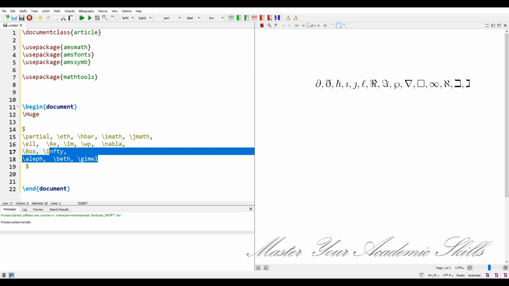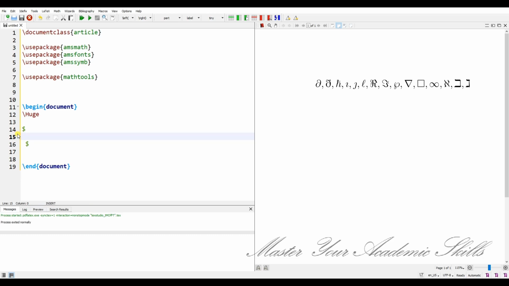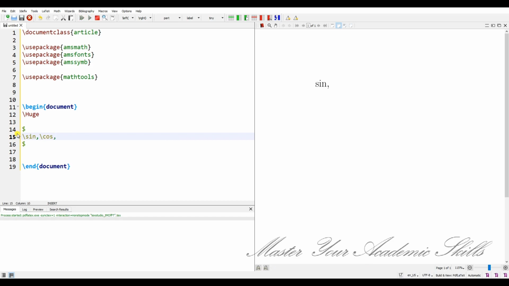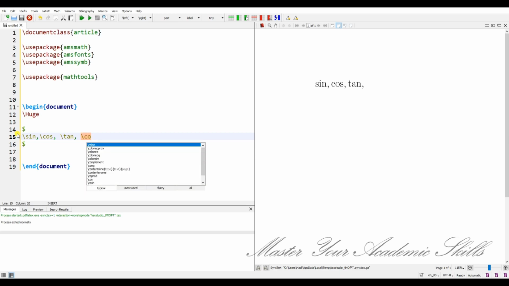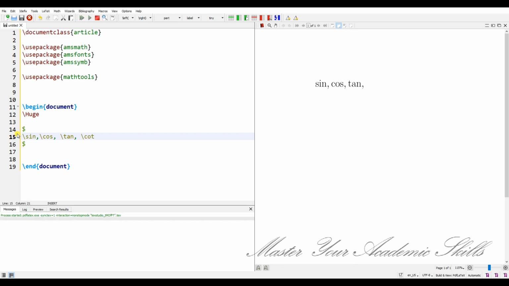Now let's focus on trigonometric functions. As usual, for each trigonometric function, you have to put a backslash in front of its name. For example, I have sine. Let me compile it. Yes, I have sine. I have cosine. Or I have tangent. Let me compile it. Yes, I have cotangent.